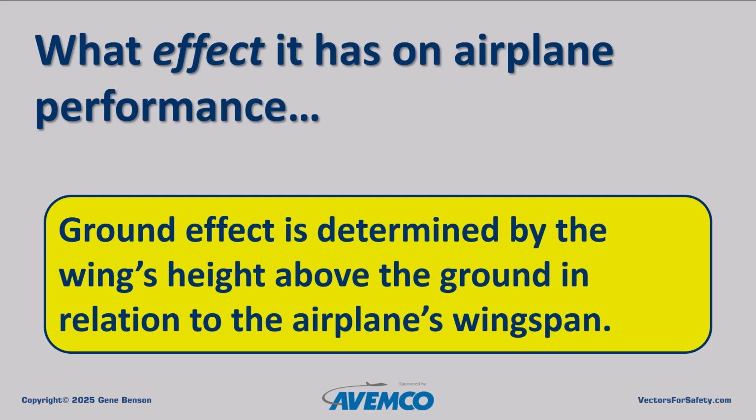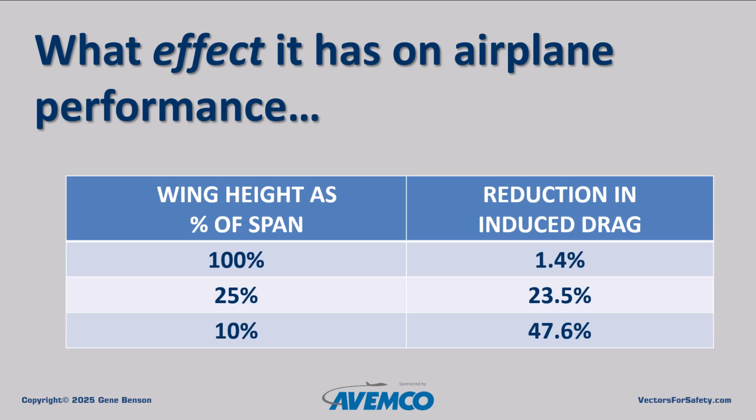I want to stress that while ground effect is very real and can significantly impact airplane performance, it's only effective when we are very, very near the surface. When the wing is at a height equal to its span, the reduction in induced drag is only 1.4%. However, when the wing is at a height equal to 1/4 its span, the reduction in induced drag is 23.5%, and when the wing is at a height equal to 1/10 its span, the reduction in drag is 47.6%.